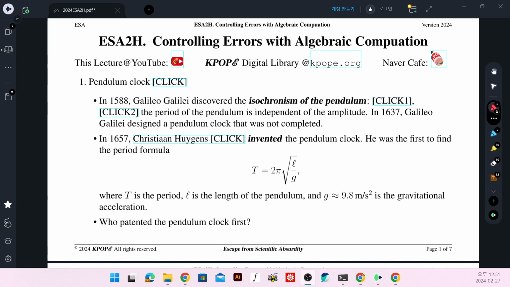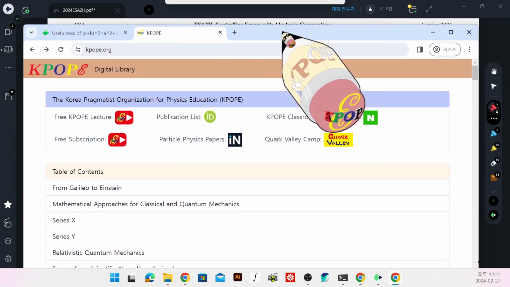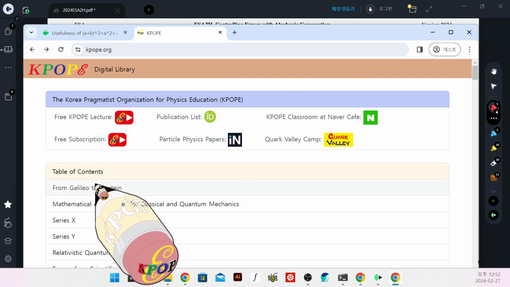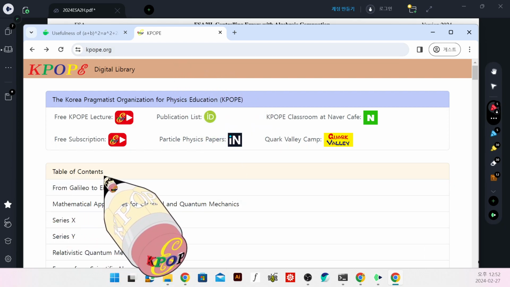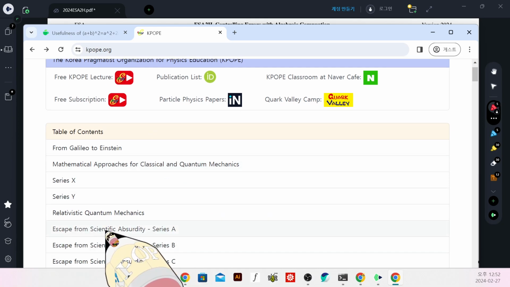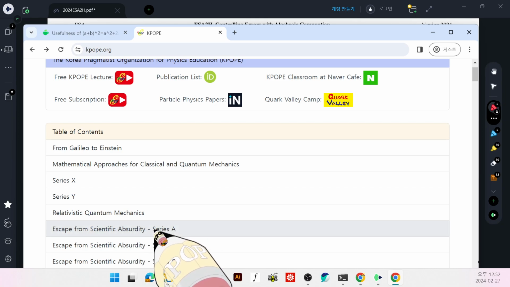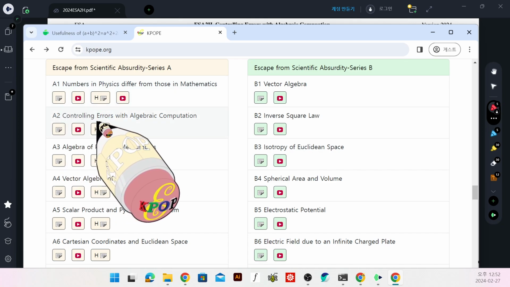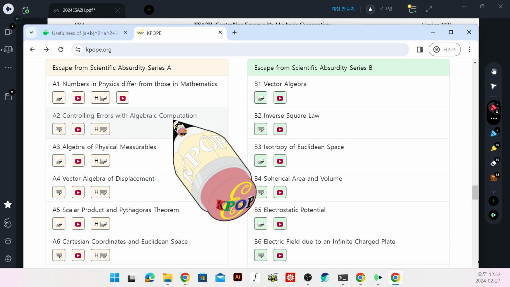Let's study ESA2H, controlling errors with algebraic computation. The main text is available at K-pop Digital Library. If you visit kpop.org and find a table of contents, you can click Escape from Scientific Absurdity, Series A, and you arrive at A2, controlling errors with algebraic computation.